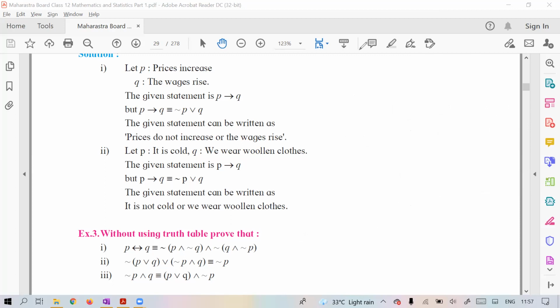Can you prove B and C also in a similar way?